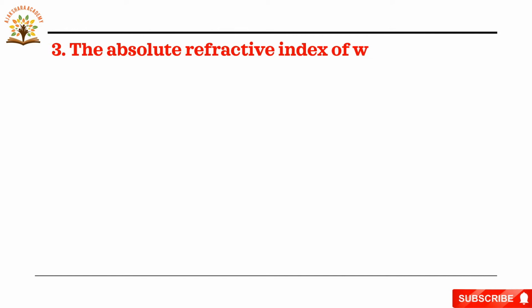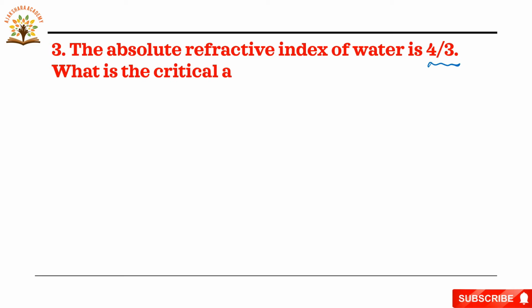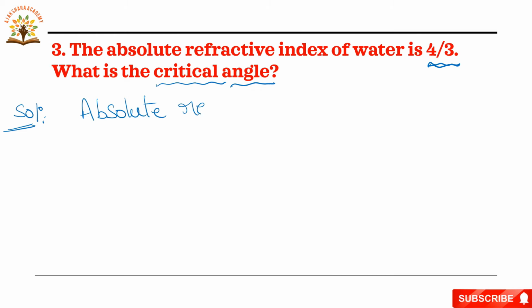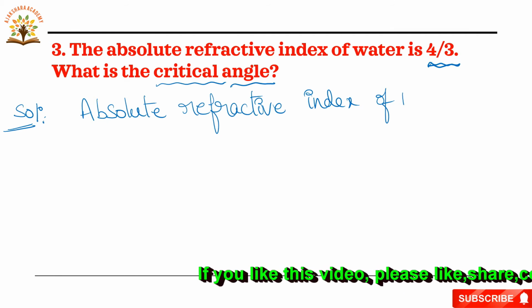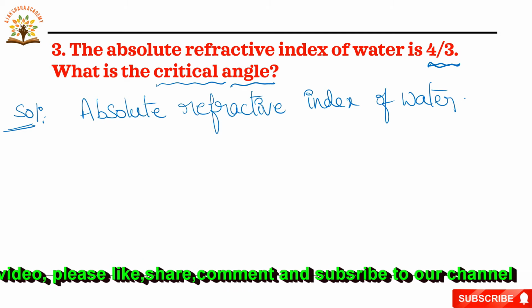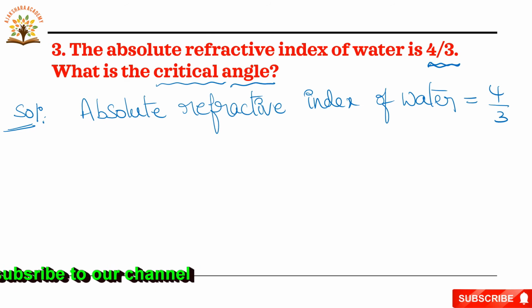The absolute refractive index of water is 4 by 3. What is the critical angle? Here in this question, the absolute refractive index of water is given. We have to calculate the critical angle. Now let us go to the solution. Given: the absolute refractive index of water is equal to 4 by 3.